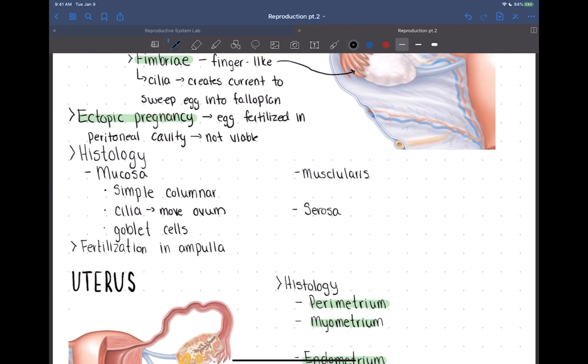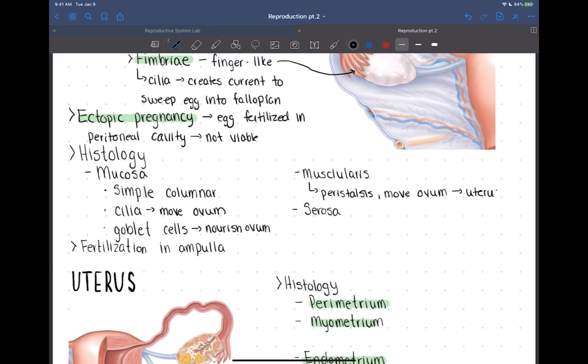All right, and these simple columnar cells also have mixed in a bunch of goblet cells. Those goblet cells are going to secrete mucus that is going to function to help nourish that ovum as it travels. All right, and then in addition to the mucosa, there is a layer of muscularis. That muscularis acts by peristalsis to gently move that ovum forward towards the uterus.